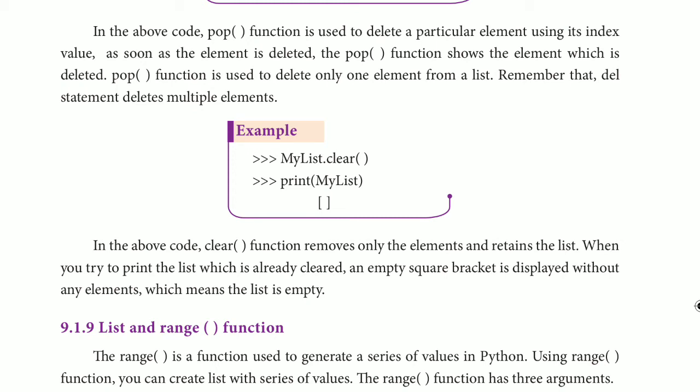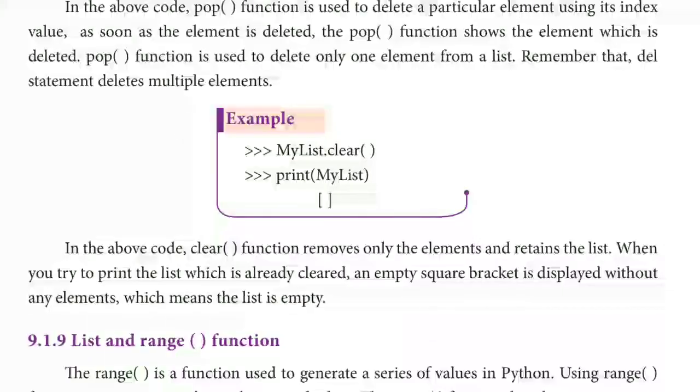So in the above code, the clear function removes only the elements and retains the list. When you try to print the list which is already cleared, an empty square bracket is displayed without an element, which means that the list is empty.